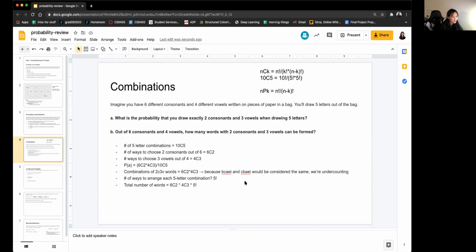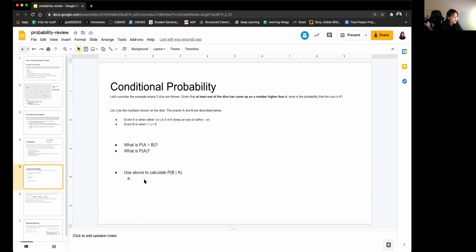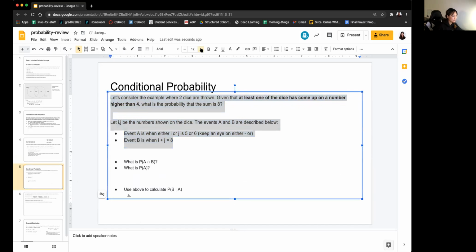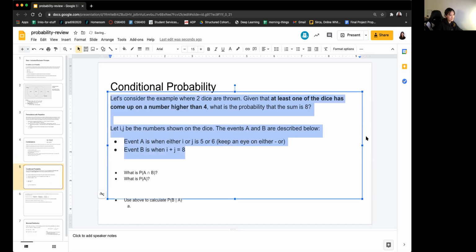Awesome. All right, so the next question that I have is another example of how you can simplify a probability question. So this is another one that really trips people up. Let me make this a little bigger for now. But this is doing 2 dice throws. Given that at least one of the dice has come up on a number higher than 4, what is the probability that the sum is 8?